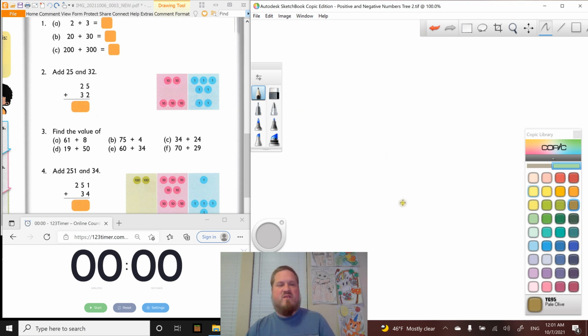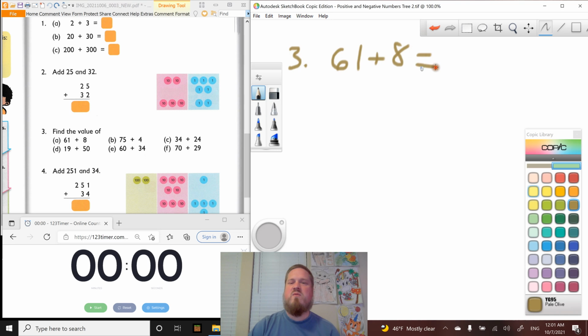All right, let's move on to problem 3. Part of what I want you to do here is change it to be in the vertical format. That means if you have 61 plus 8 equals, I want you to rewrite it on your paper as 61 plus 8.